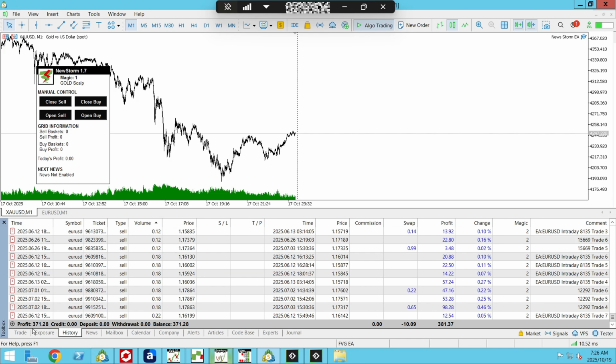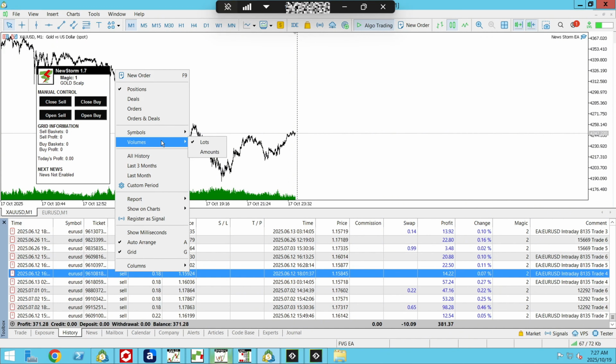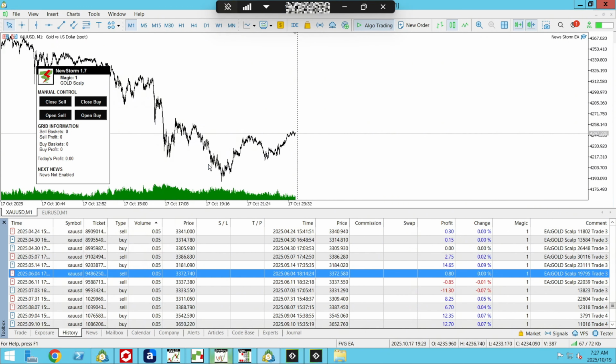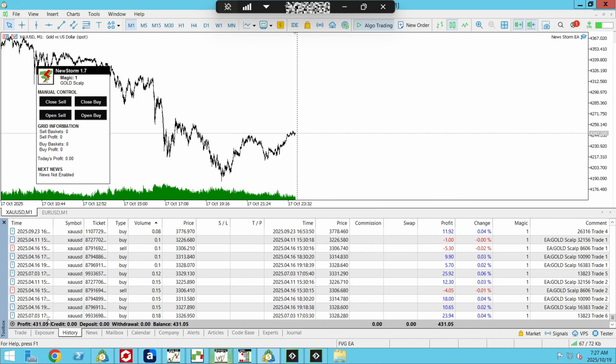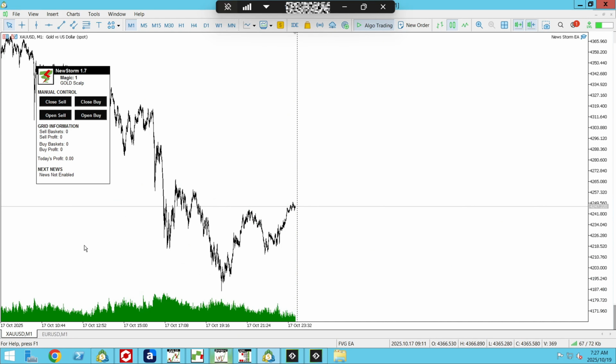So Euro, I had around 371. And for the gold, I had 431. So more income in gold than Euro USD. And frankly speaking, you're gonna see it on the graph also. On Euro USD, we have more drawdown than on gold. And I had to deal more with drawdowns on Euro USD during the last 6 months than on gold. Let's jump to the charts and let me show you this.